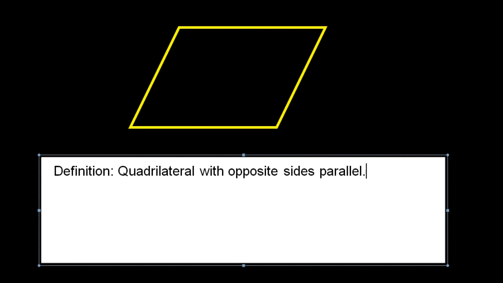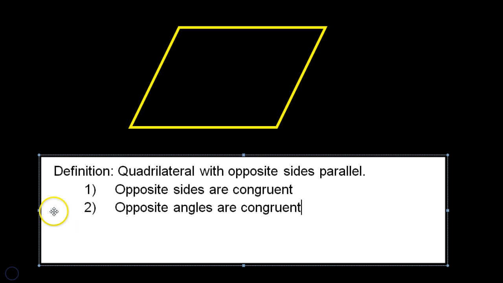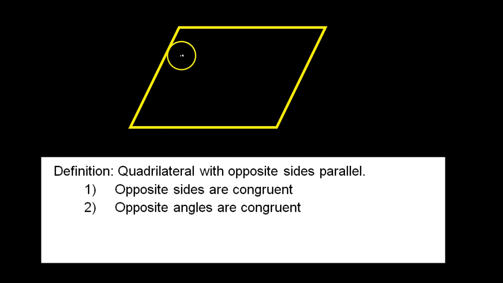But now some properties. Opposite sides are congruent. If this is 5, then this is 5. If this is 7, then this is 7. Opposite sides are congruent. Another property is that opposite angles are congruent. So if this angle is 40 degrees and this angle is 140 degrees, guess what x is? 40 degrees. Guess what y is? 140 degrees.